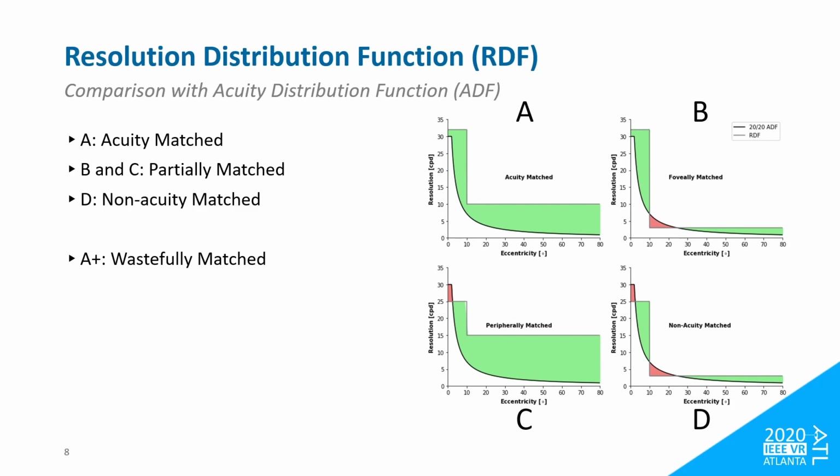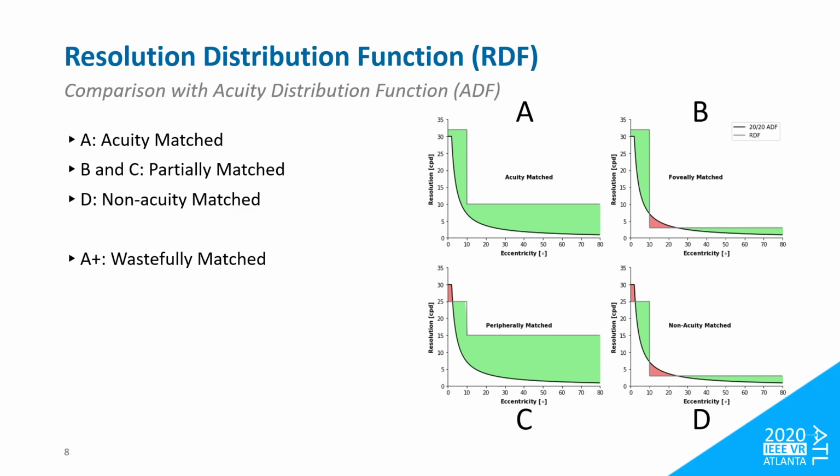In the figures on the right, we've given examples of a two-tiered display that would land in each of these classifications. Green regions indicate eccentricities for which the ADF was met, while red regions indicate the RDF was not sufficient to meet the ADF. While some green area may be needed to blend between different display resolutions, it's worth noting that significant green area represents waste or inefficiency, since the human may not see the additional pixels present in the display.